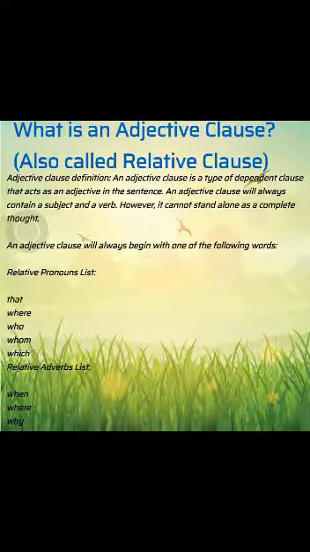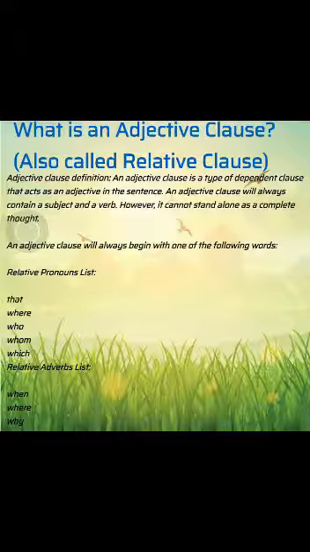What is an adjective clause? Now come to the adjective clause, which also works as a relative clause. Adjective clause is a type of dependent clause. It is also the part of dependent clause that acts as an adjective in the sentence. जो adjective की तरह यहाँ पे काम करता है. An adjective clause will always contain a subject and a verb.